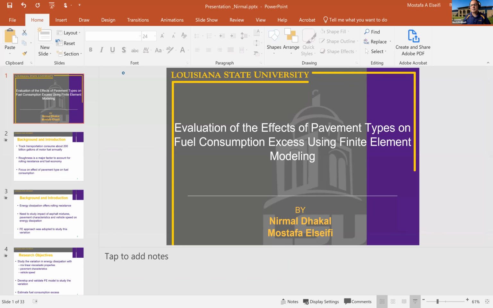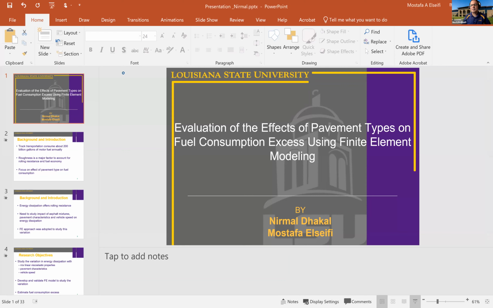All right. So the title of my presentation is evaluating the effect of pavement type on fuel consumption excess using finite element modeling. This work was conducted by my former graduate student, Nurmar Dakal, and myself.